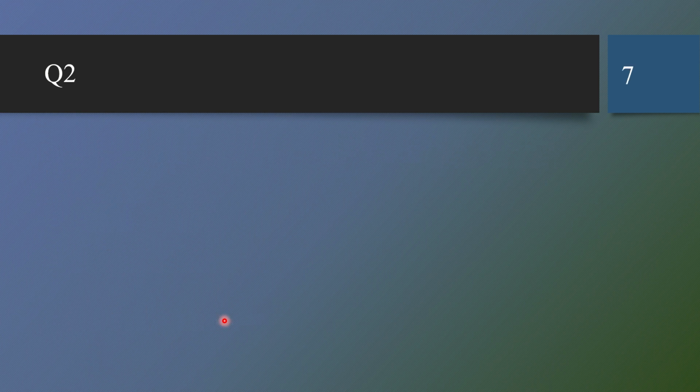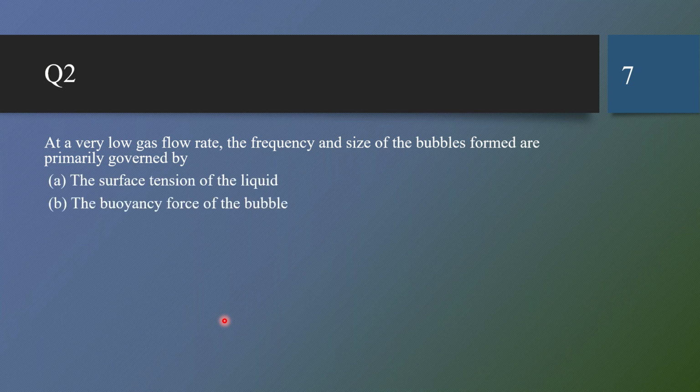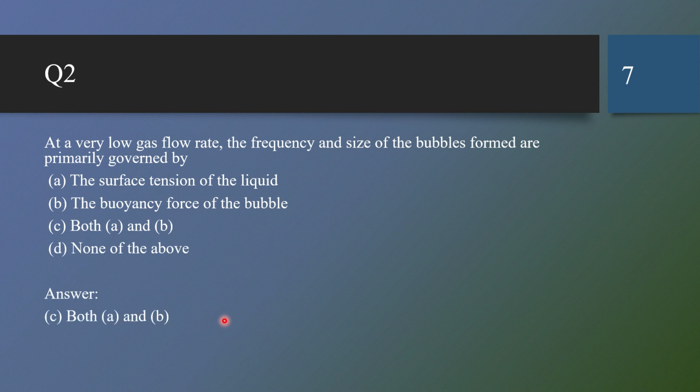Now we'll go to question 2. In question 2, it's asked that at a very low gas flow rate, the frequency and size of bubbles formed are primarily governed by: surface tension of the liquid, buoyancy force of the bubble, both A and B, or none of the above. So what happens when bubbles form?